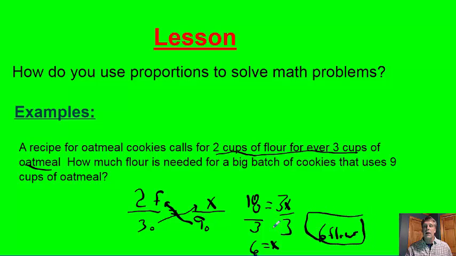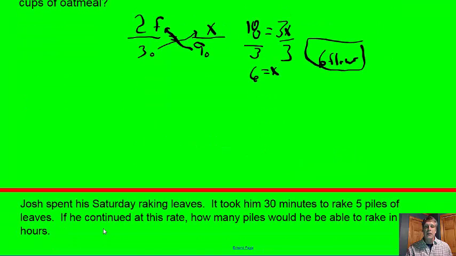All right. Now in class, we'll talk about there's other ways to set these up. You just got to make sure if you have flour here, you got flour here. Oatmeal, oatmeal. Now, could I put the 3 on the top and the 9 on the top and put the 2 on the bottom? Sure. Just make sure they match up across from each other. All right, one more example.